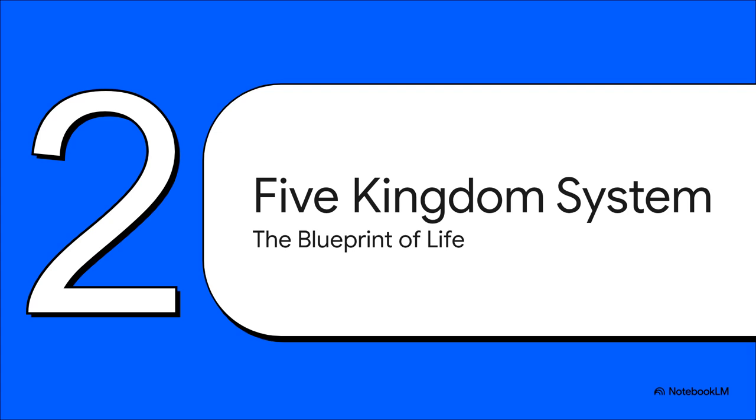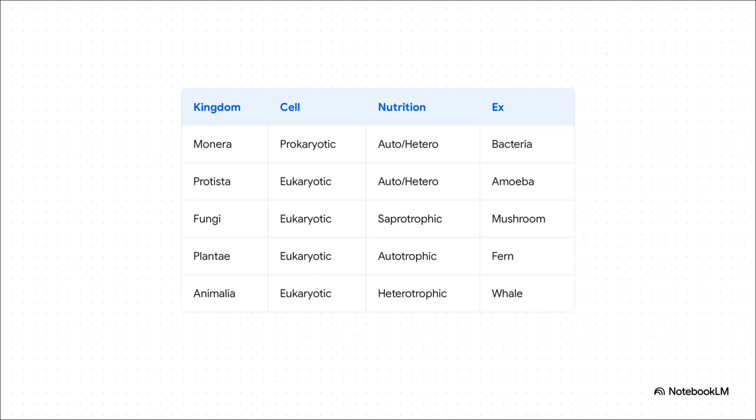This is the crucial turning point, introduced in 1969. Notice how American ecologist Robert Whitaker brilliantly separated life by complexity here. It's a real step-by-step progression. We start at the baseline with Monera. These are simple, single-celled, prokaryotic organisms without a true nucleus. Think bacteria. Then we step up to Protista, like the amoeba, which are eukaryotic but still mostly single-celled. Next up, fungi. Your everyday mushroom actually gets its own entire kingdom now because they're saprotrophic, meaning they absorb nutrients from dead matter instead of making their own food.